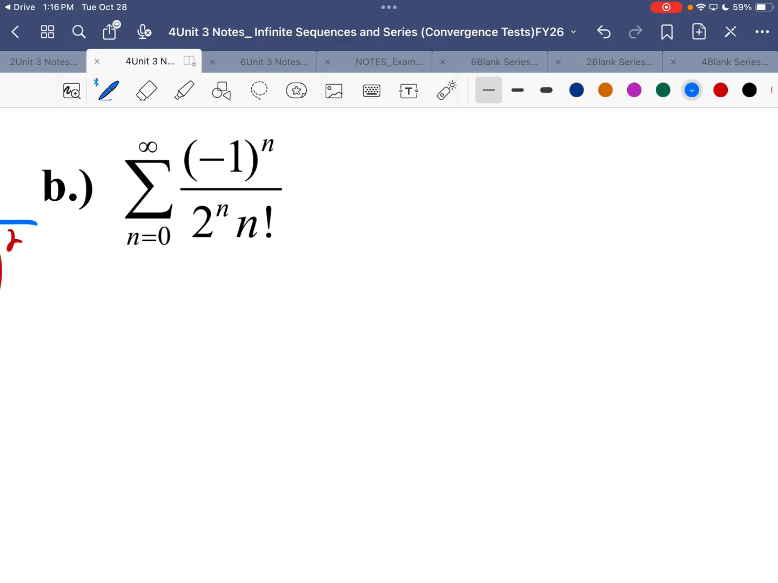This one's a little bit harder because of the factorial. Excuse me? Nothing. The absolute value just gets rid of the negative 1 to the n.